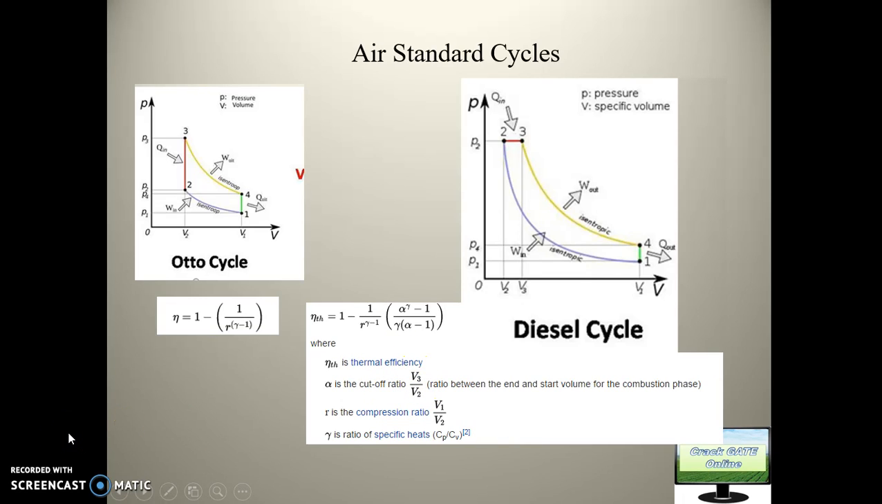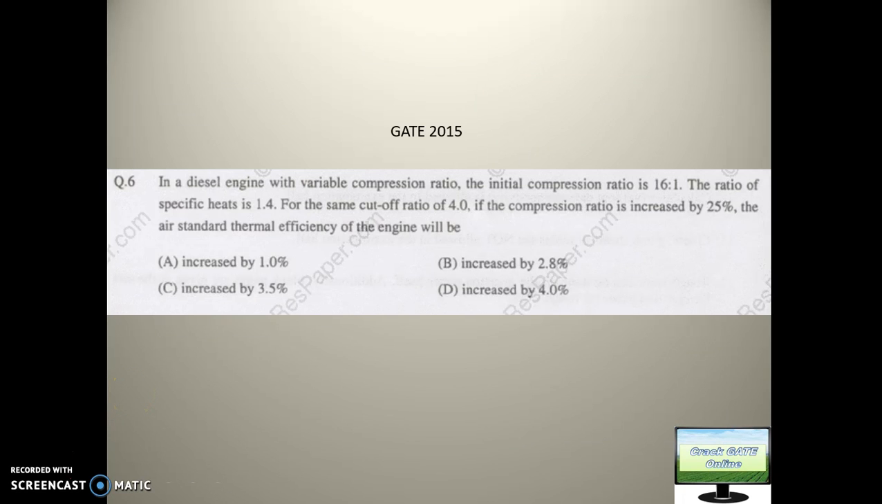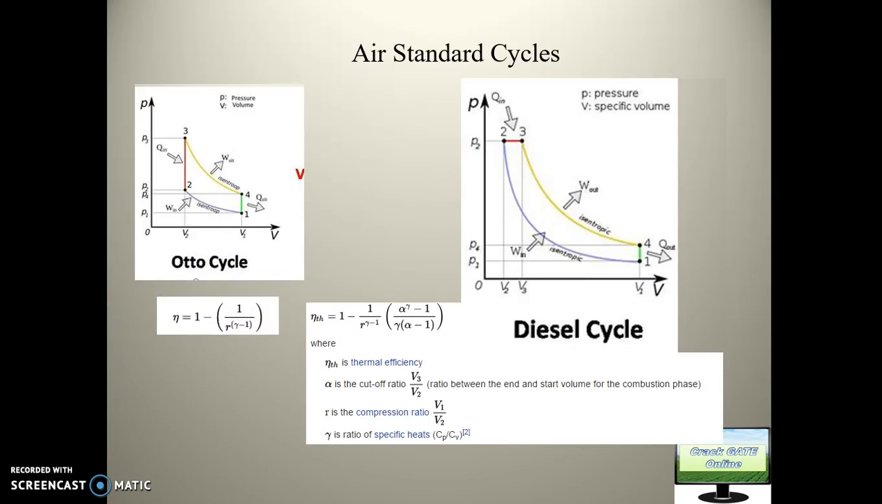There is one very important question asked in GATE 2015 on this concept, that I'll cover in the next video lecture, IC engine part 3, because I am having a lack of time. So maybe 2 more video lectures will come, part 3 and part 4, and in these 4 parts we'll cover IC engines overall.